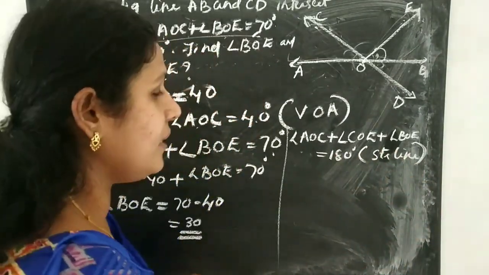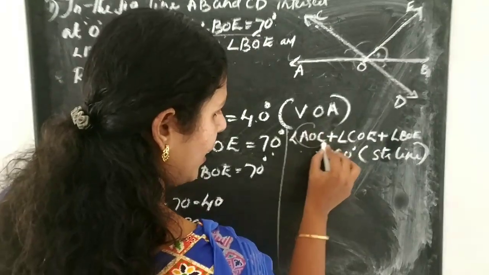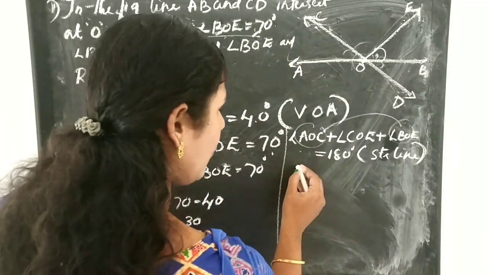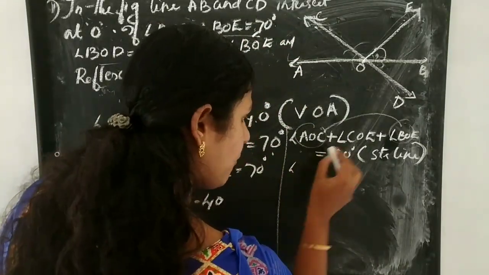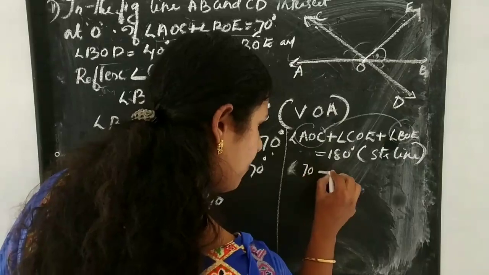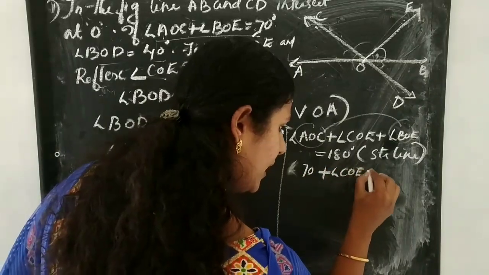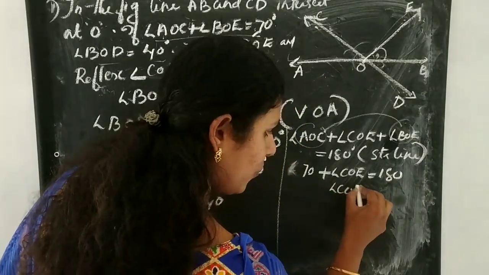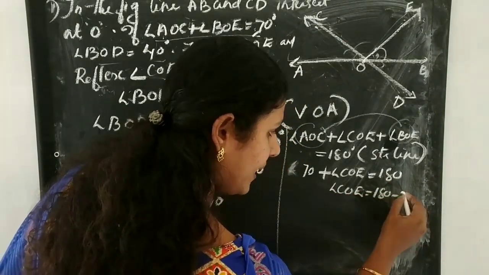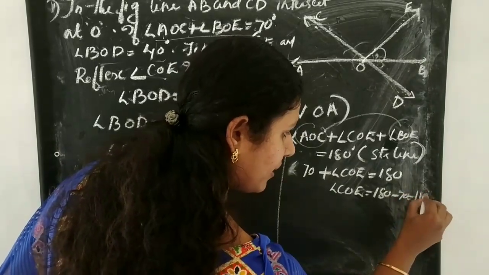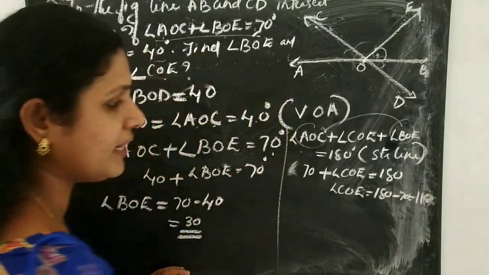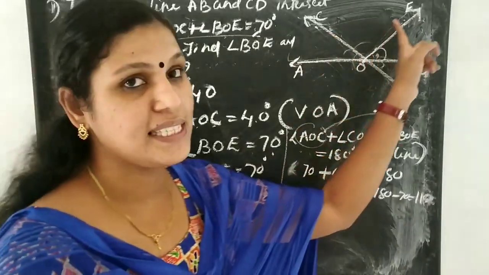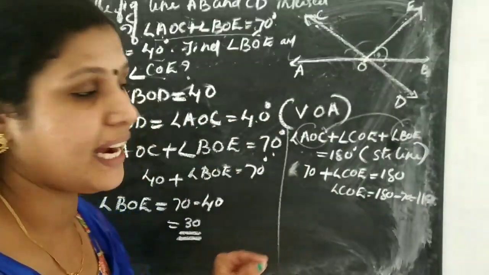Now, angle AOC plus angle BOE, we know that it is 70 degree. So angle AOC plus BOE is 70 plus angle COE equal 180 degree. For that, angle COE equal 180 minus 70 equal 110. 180 minus 70 is what? That is 110. Now we get angle COE, but we need reflex angle COE.